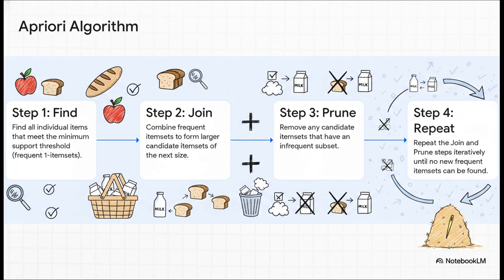First, it just finds all the individual items that are popular. Then, it joins those popular items together to make pairs. And here's the smart part. It then prunes, or gets rid of, any pairs that aren't popular enough. It just keeps repeating this join and prune cycle, making bigger and bigger groups until there are no more popular groups left to find. It's a super efficient way to find that needle in a haystack of data.